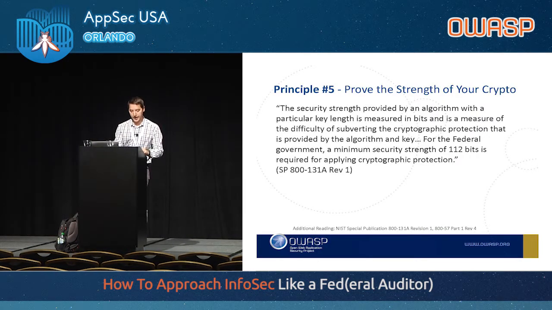The last principle that I wanted to cover was to prove the strength of your crypto, right? And in order to do that, you need to be able to measure it. NIST actually has a really handy way of measuring crypto strength. They just call it security strength. Essentially, they measure it in bits, and they key it to AES symmetric encryption. So an AES 128-bit key has 128 bits of security strength. It's the effort required to brute force that key. In the case of AES 128, you need maybe one operation for each possible value in the key space, so 2 to the 128 operations, or 128 bits.